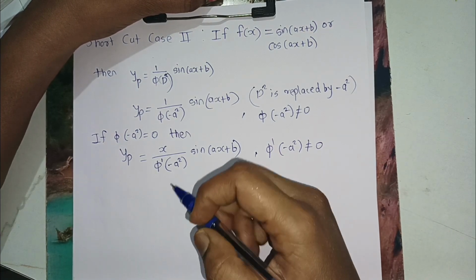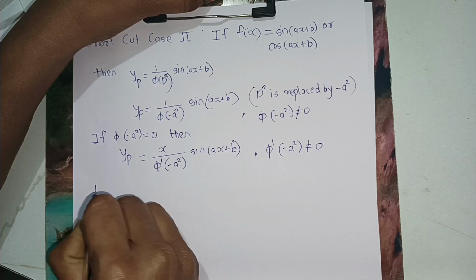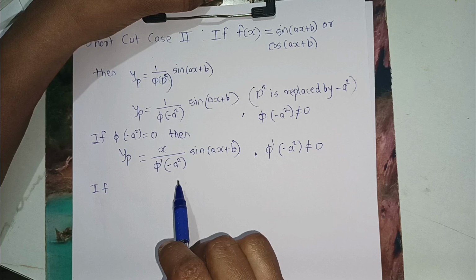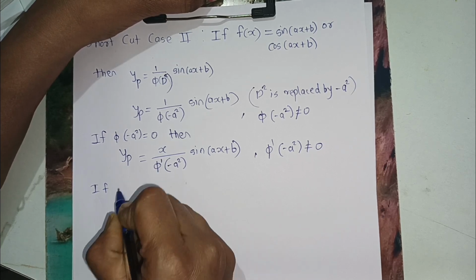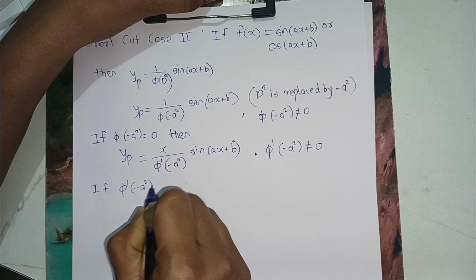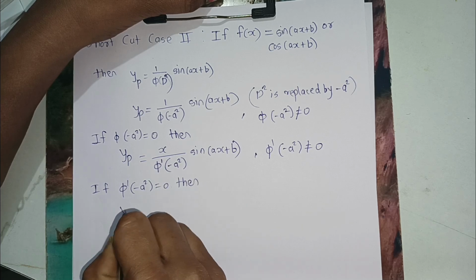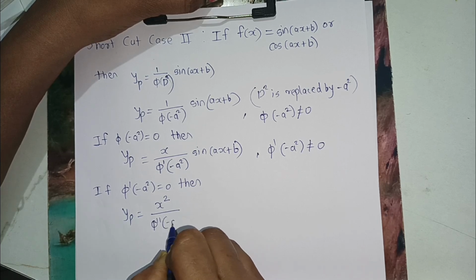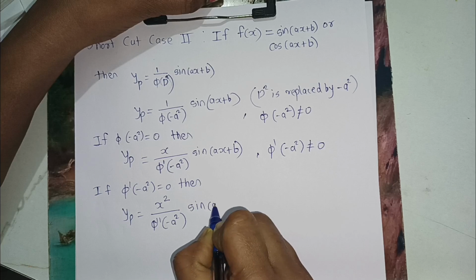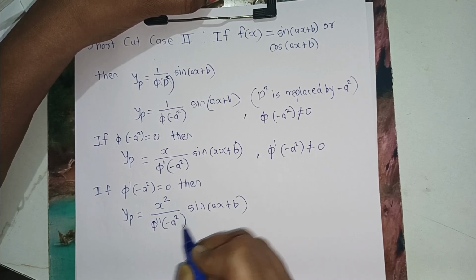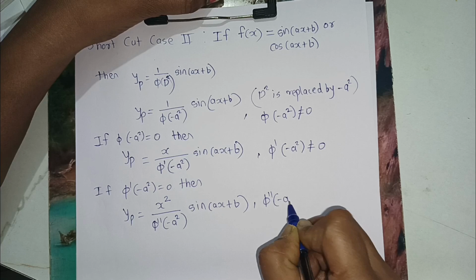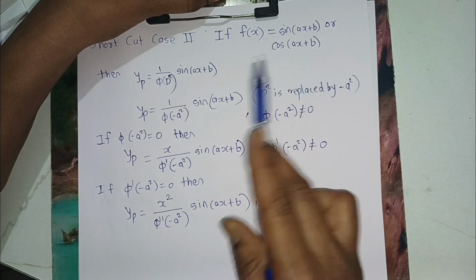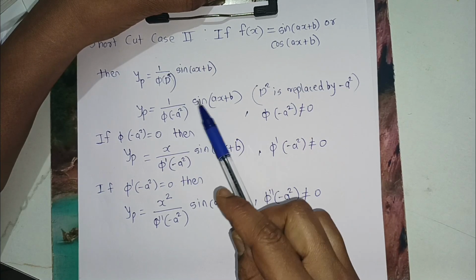If phi dash is also 0, then you have to increase the power of x in the numerator, and in the denominator you will have the second order derivative evaluated at minus a square. So if phi dash at minus a square is equal to 0, then yp is equal to x square divided by phi double dash at minus a square, sin(ax+b), provided that this denominator is non-zero, so phi double dash at minus a square is not equal to 0. In case of cos also we will have the same formulae, just replace sin by cos.